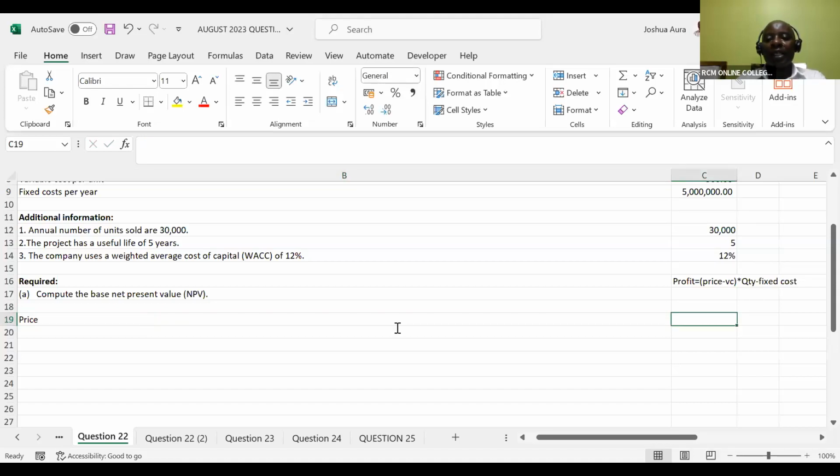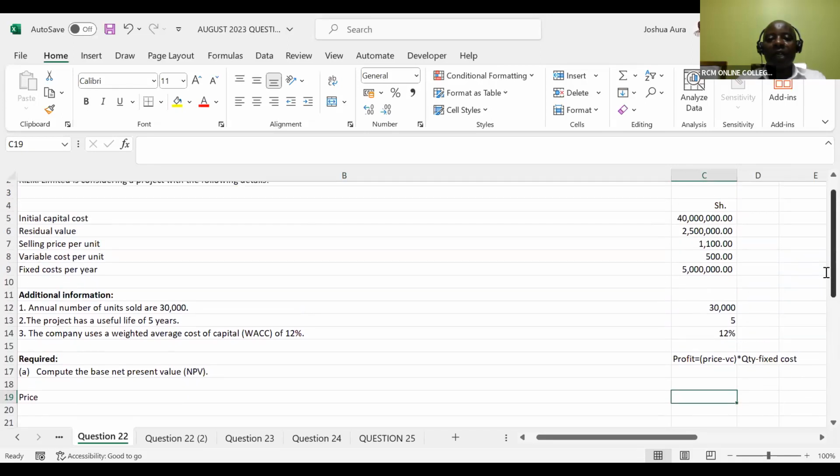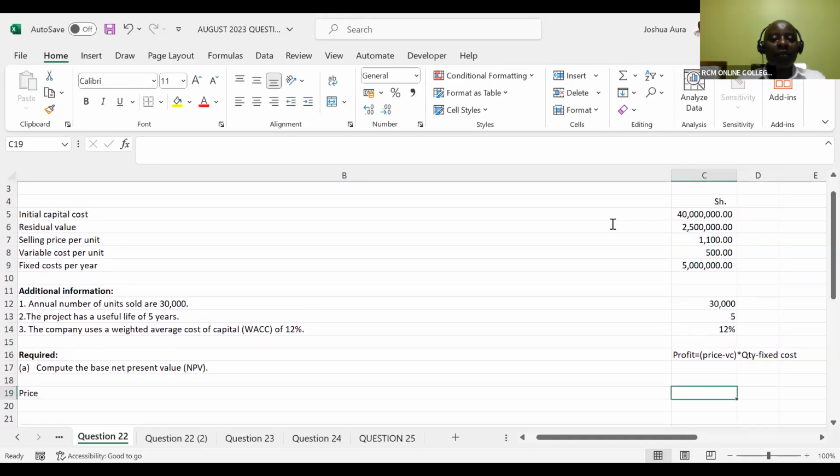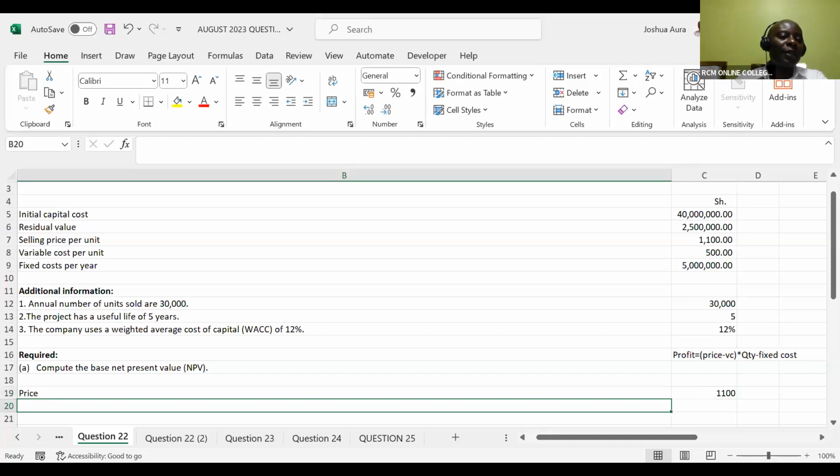So the price given here in this question, you can see the selling price here is 1100. Please do this thing manually. Don't even start picking the figure into here. No, just type there 1100. It's good that way. Type 1100 there, and then you say enter, it comes here.